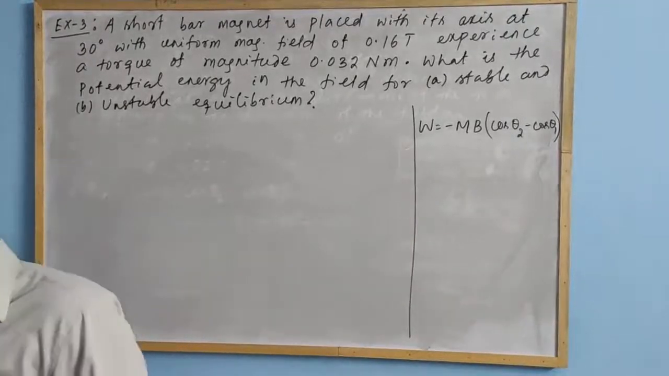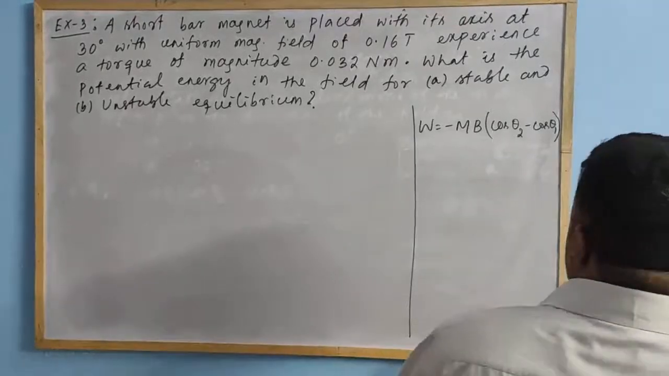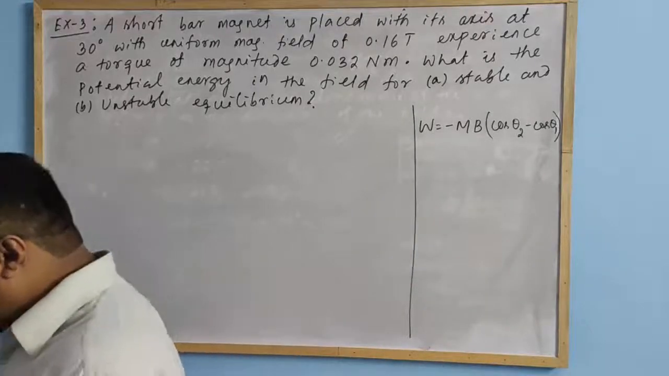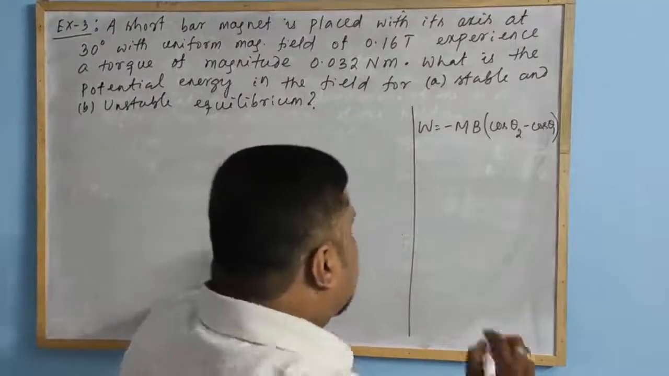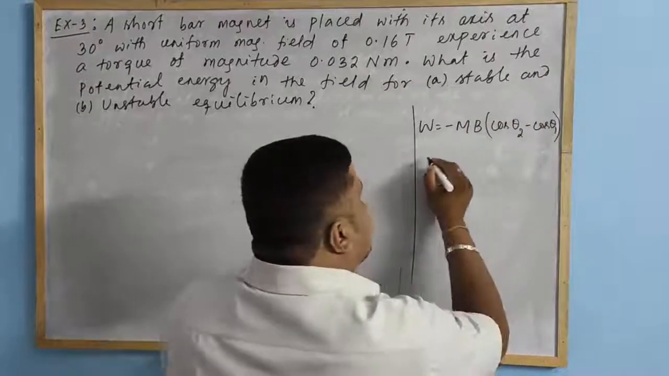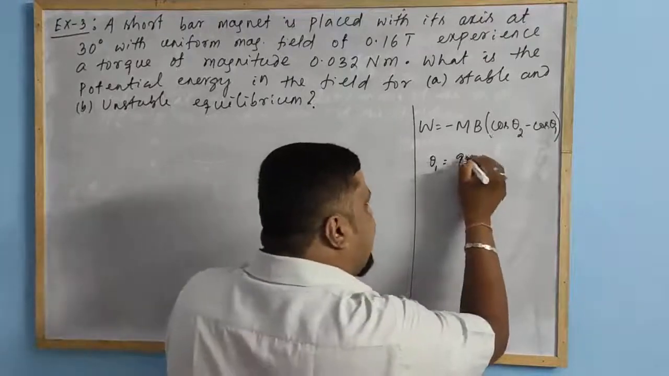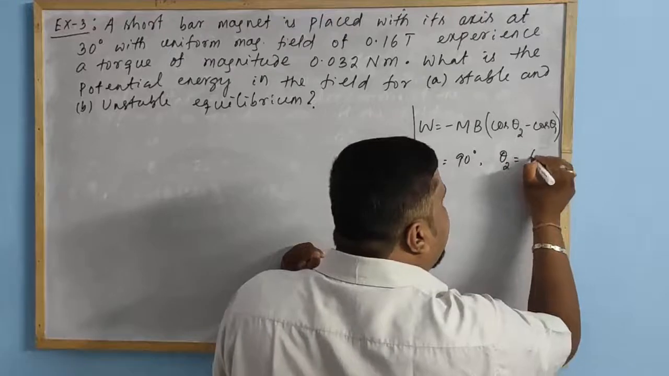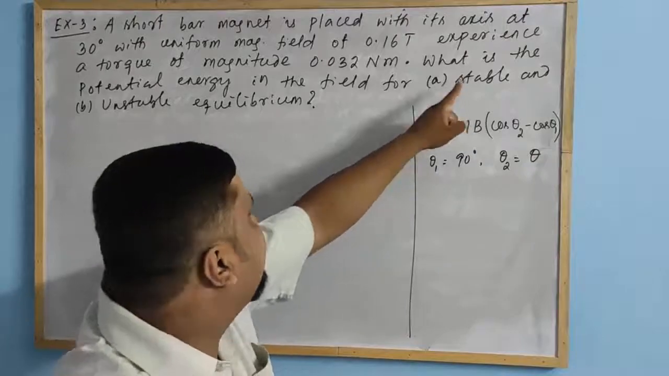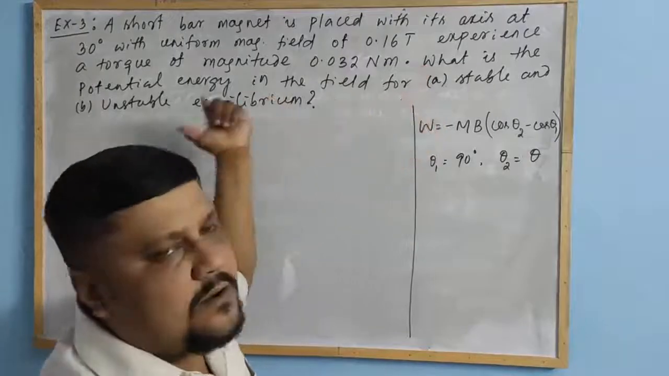So when you calculate this potential energy, for stable or unstable, whatever may be the case, for any angle theta, you are taking theta 1 at 90 degrees and theta 2 at a particular angle theta. According to this theta, the potential energy may be stable or unstable.